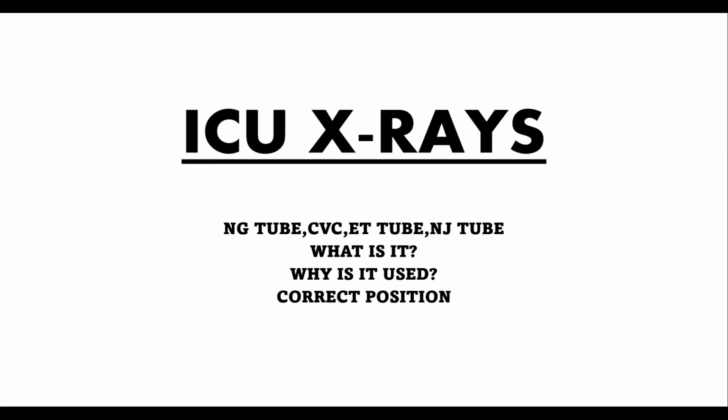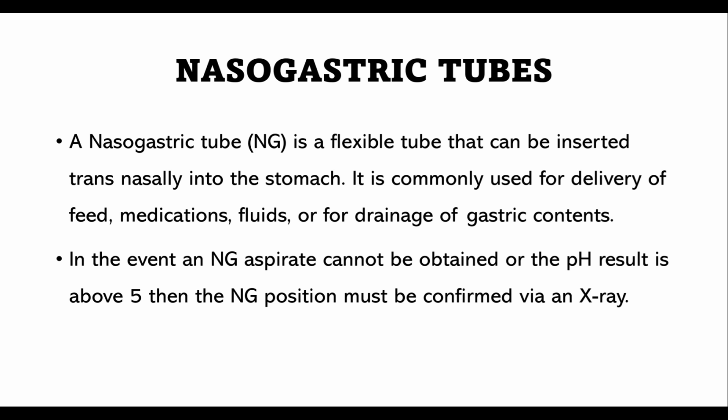ICU X-rays: NG tube, CVC, ET tube, NJ tube. What is it? Why is it used? Correct position, nasogastric tubes. A nasogastric tube, NG, is a flexible tube that can be inserted transnasally into the stomach.